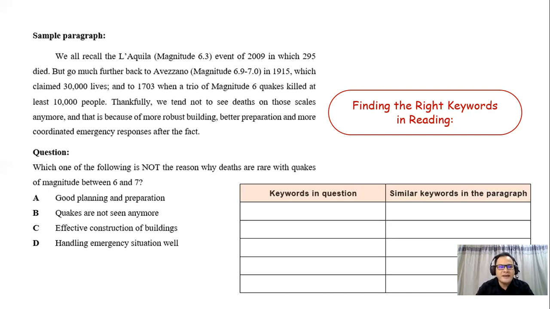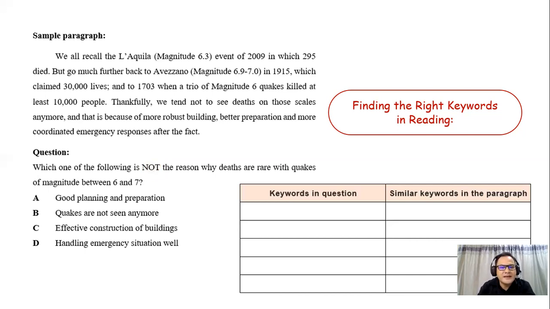Okay, if you look at the question and the paragraph, the paragraph does not use the exact keywords as the question. So here you need to locate or identify similar keywords or key phrases. Now let's look at the keyword in the question. First we have not. Of course, the question requires you to find which of those 4 is not the reason why deaths are rare.